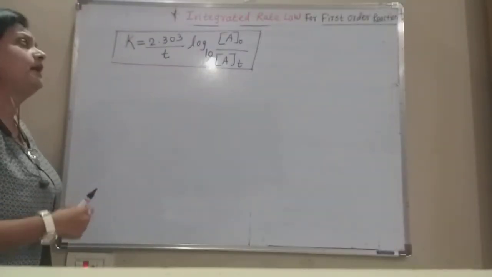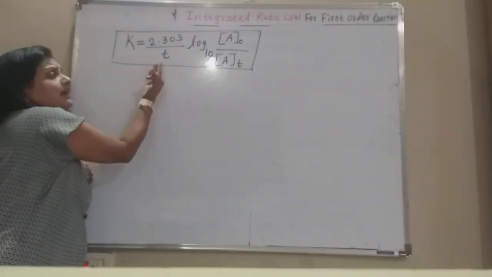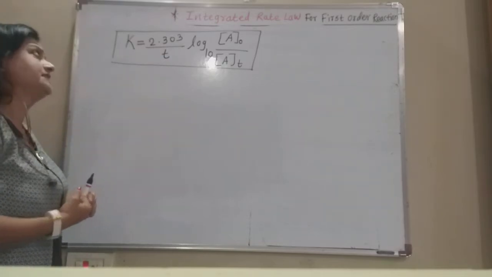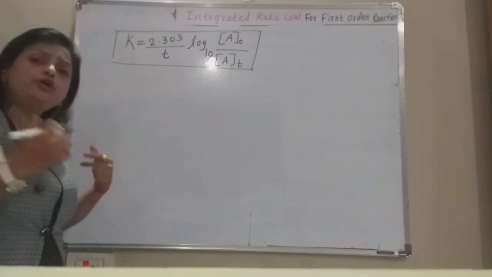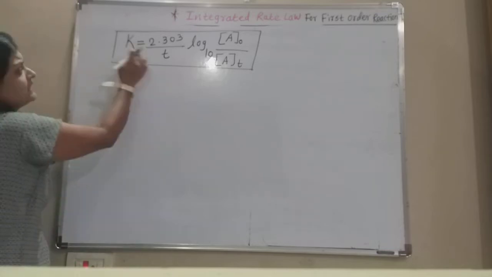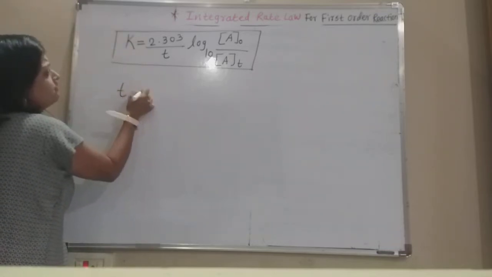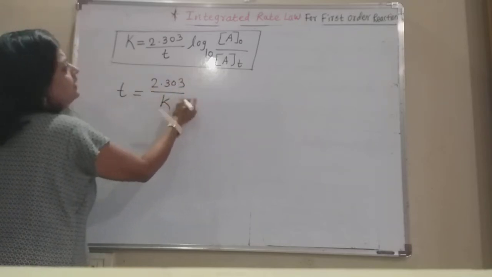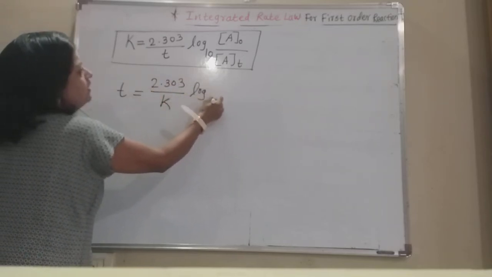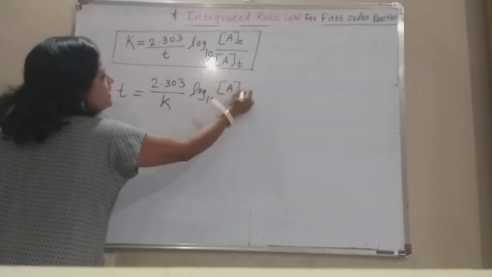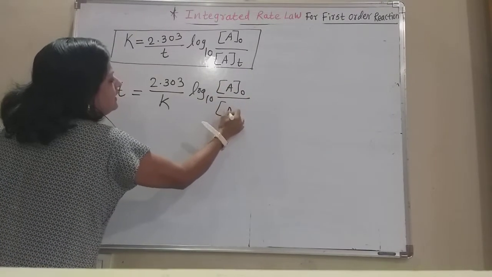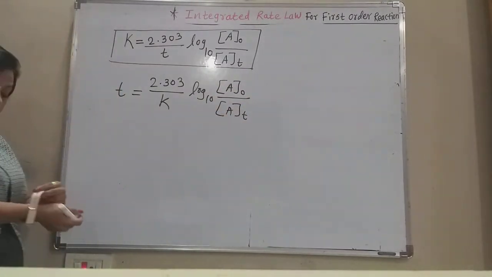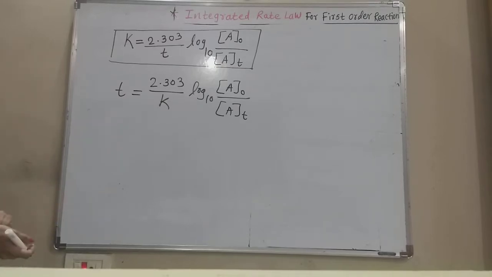In the problem, sometimes they may give the value of time in minutes, or if we want to calculate time, then this equation becomes t is equal to 2.303 divided by k log to the base 10 of concentration of A0 divided by At. Now this is another form, to calculate the time.